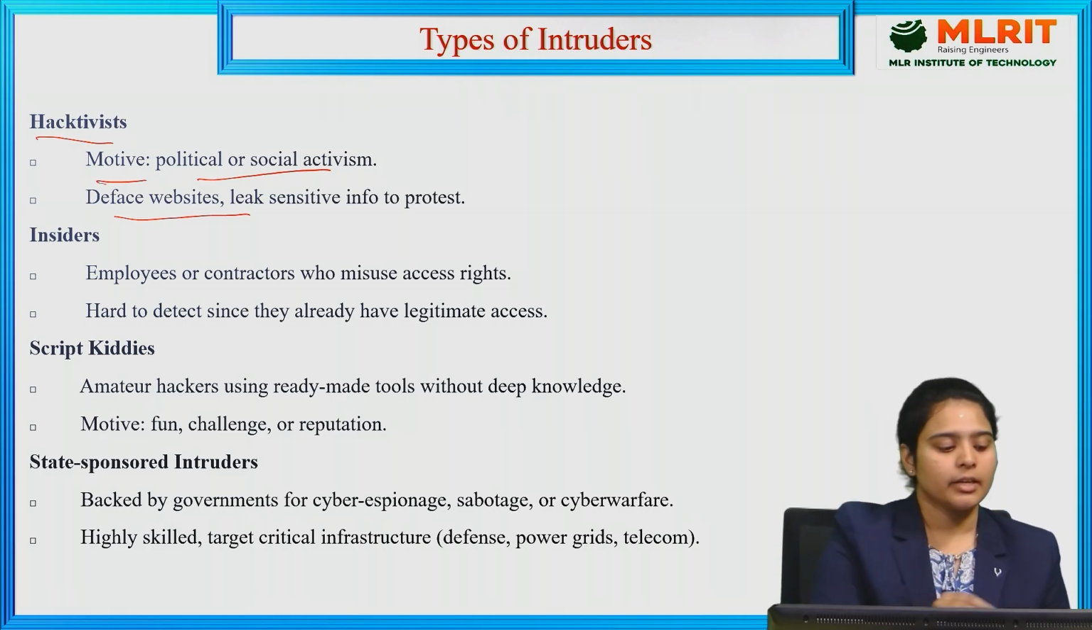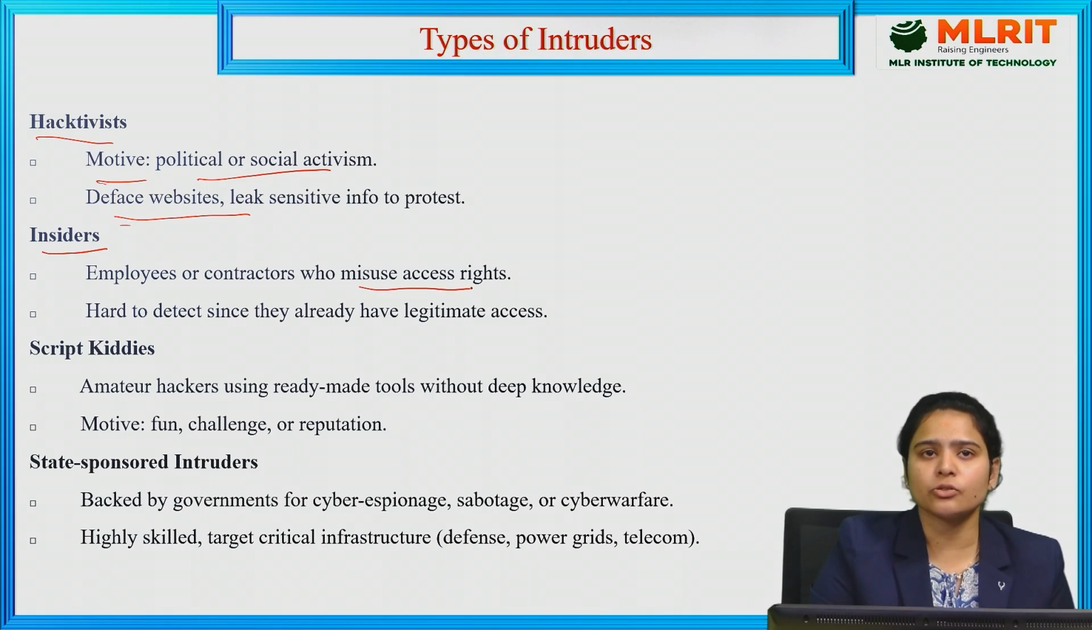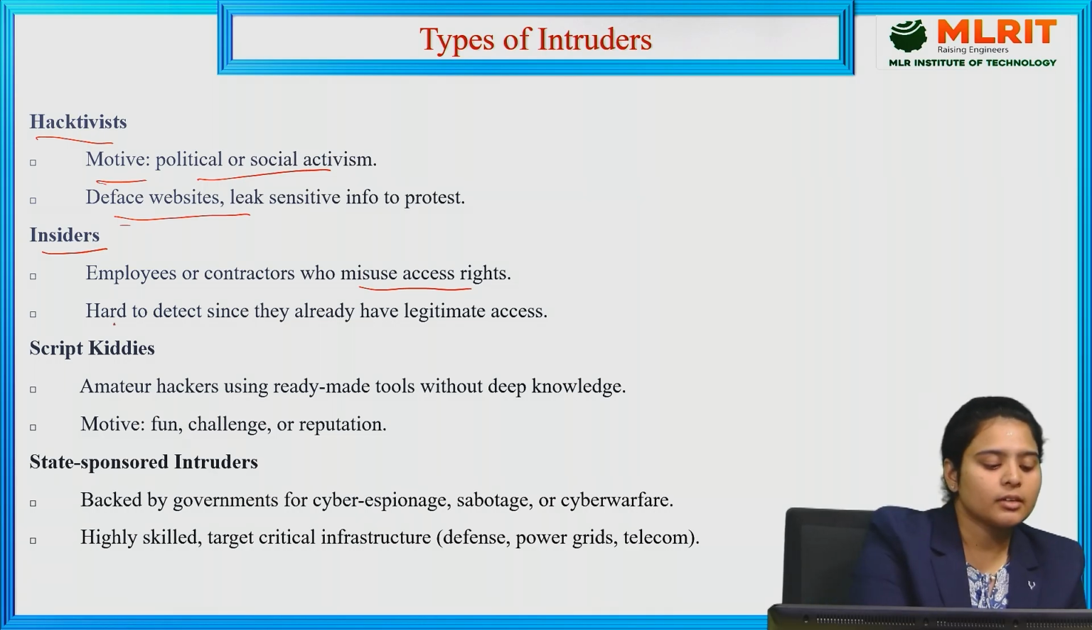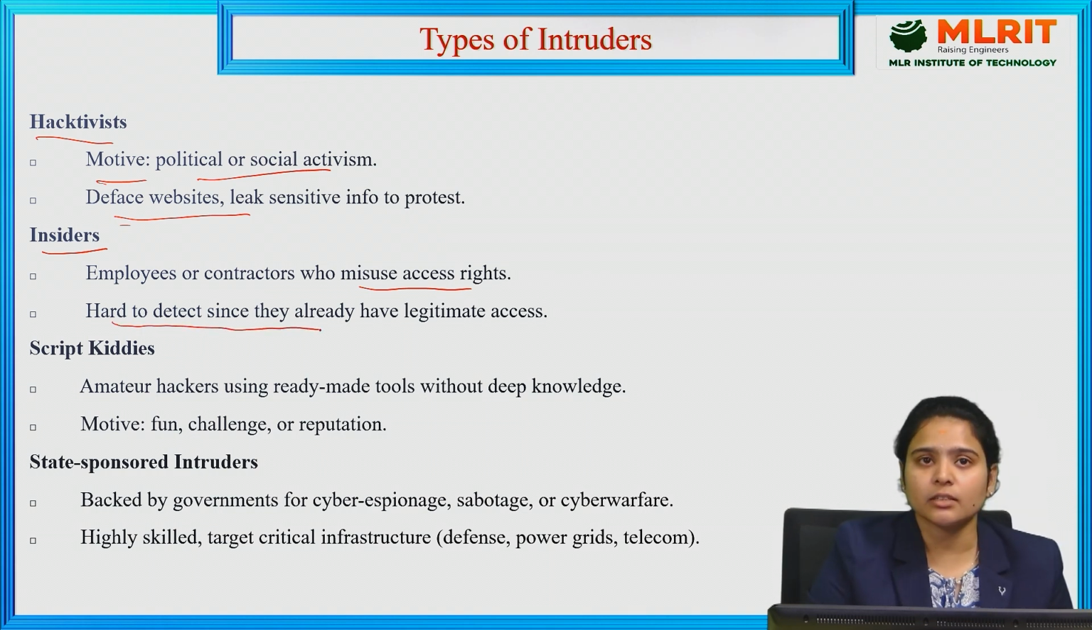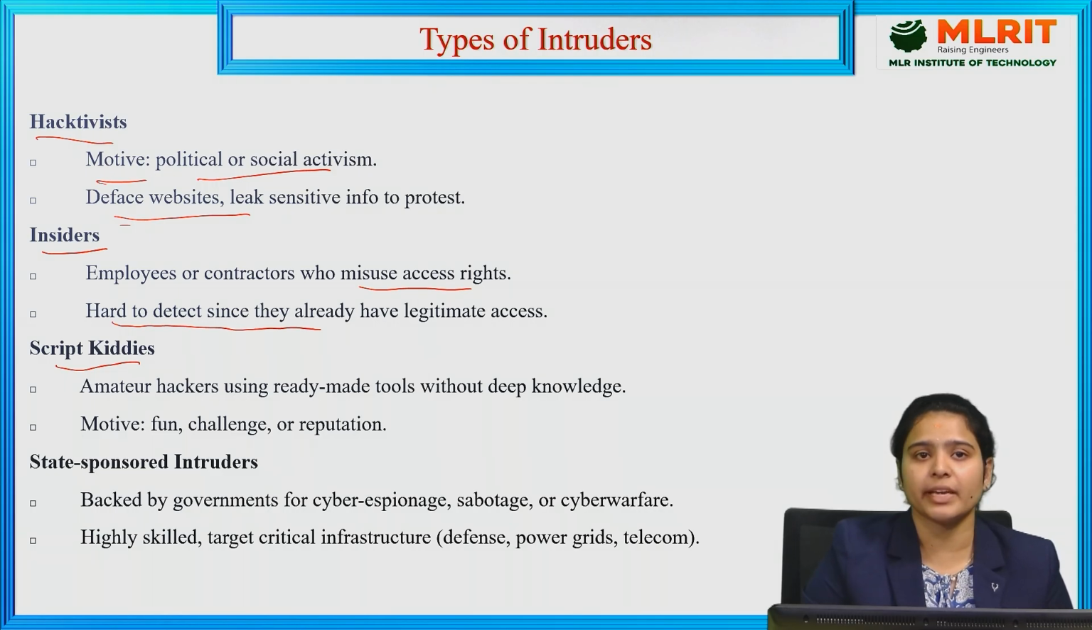The next one is insiders. Insiders are employees or contractors who misuse access rights. They misuse some of their access rights, and it is hard to detect them because they already have legitimate access. The next one is script kiddies. Script kiddies use ready-made tools without deep knowledge, with the motive of fun, challenge, or reputation.